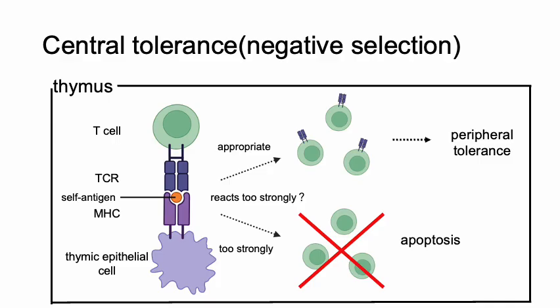Next is negative selection, which is very important for safety. In this step, the thymus checks if a T cell reacts too strongly to self-antigens. If a T cell recognizes and attacks the body's own components, it is dangerous. These dangerous cells are destroyed through a process called apoptosis. Only the safe T cells are allowed to leave the thymus.